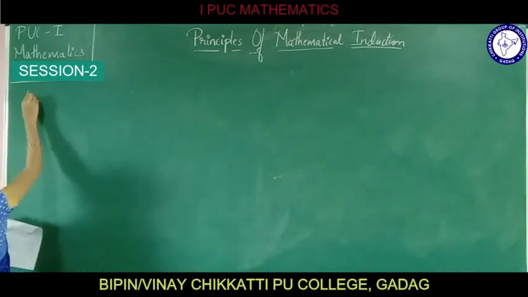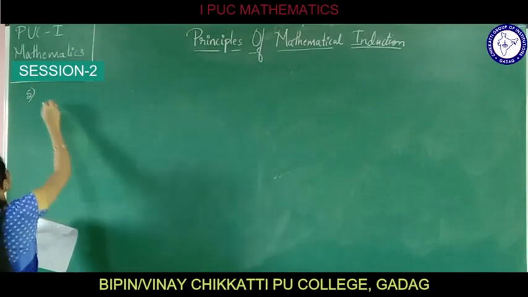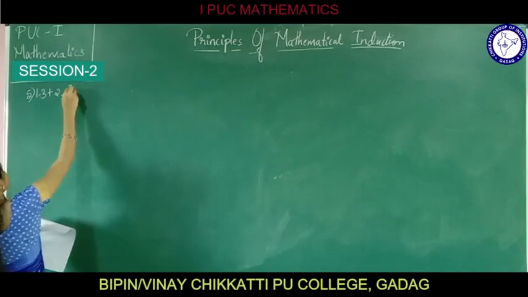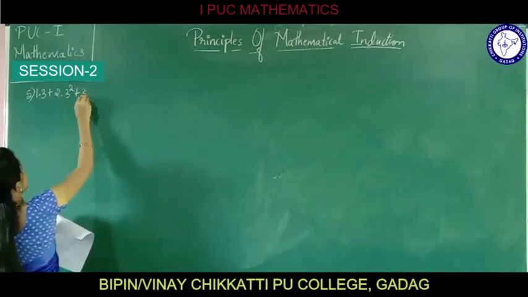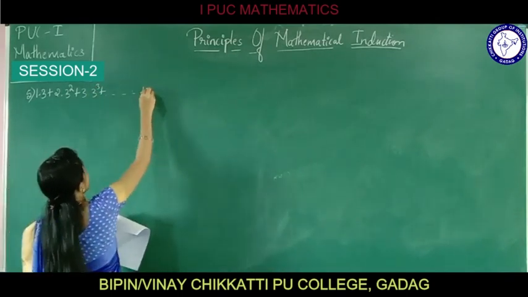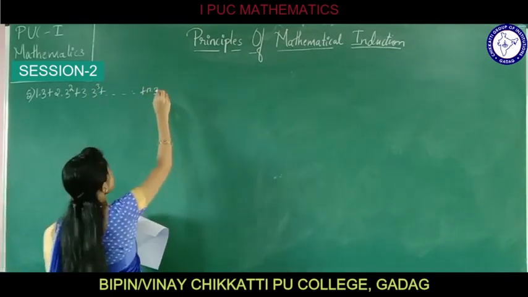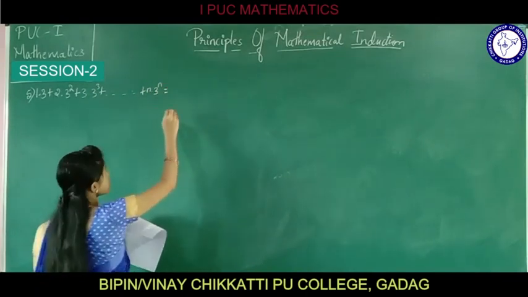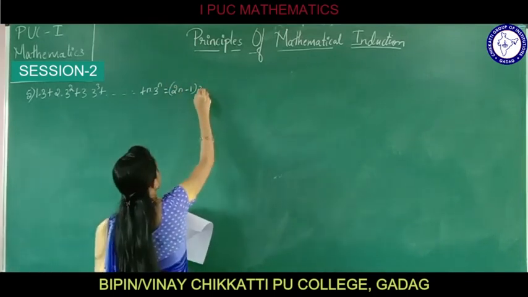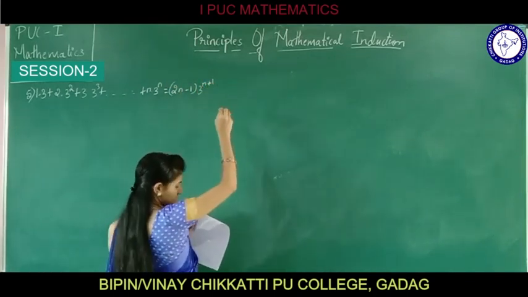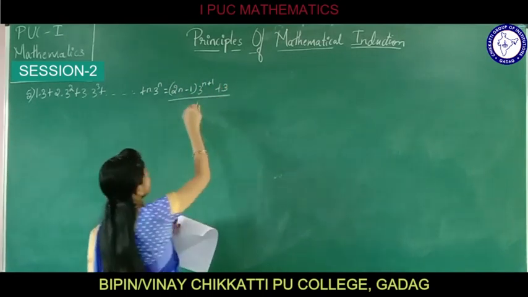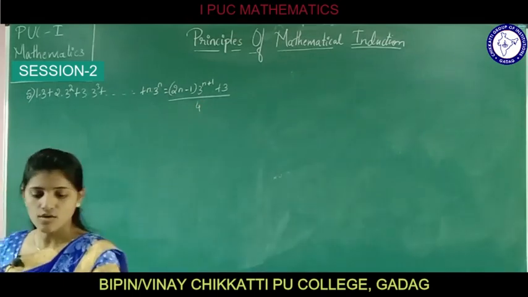That is 1 into 3 plus 2 into 3 square plus 3 into 3 cube plus so on up to n into 3 raised to n is equal to 2n minus 1 into 3 raised to n plus 1 plus 3 divided by 4. Now we shall solve this problem.